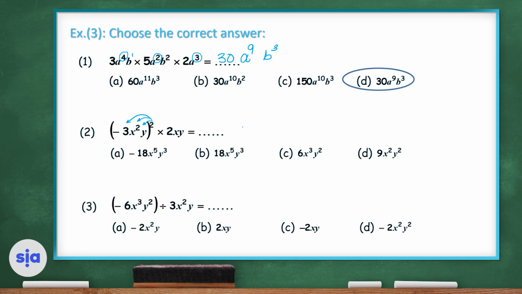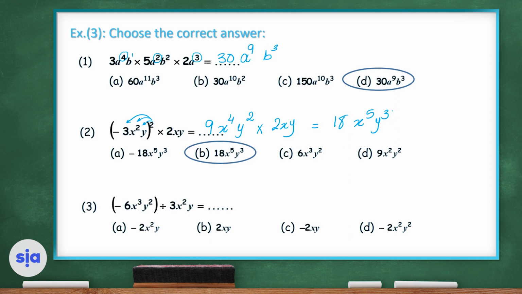So negative 3 all squared is positive 9, because the negative 3 squared means negative 3 times negative 3, which is positive 9. x to the power of 4, y to the power of 2, multiplied by 2xy. 9 times 2 is 18, so for sure you now know the answer: x to the power of 5, y to the power of 3, so the answer is choice B.